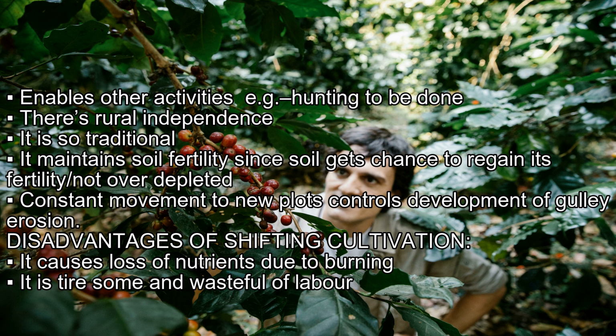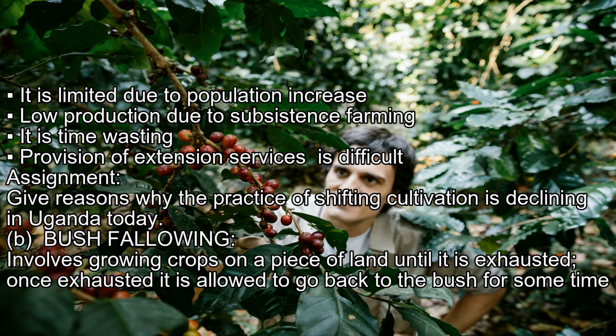Disadvantages of shifting cultivation: It causes loss of nutrients due to burning. It is tiresome and wasteful of labor. It is limited due to population increase. Low production due to subsistence farming. It is time wasting. Provision of extension services is difficult.